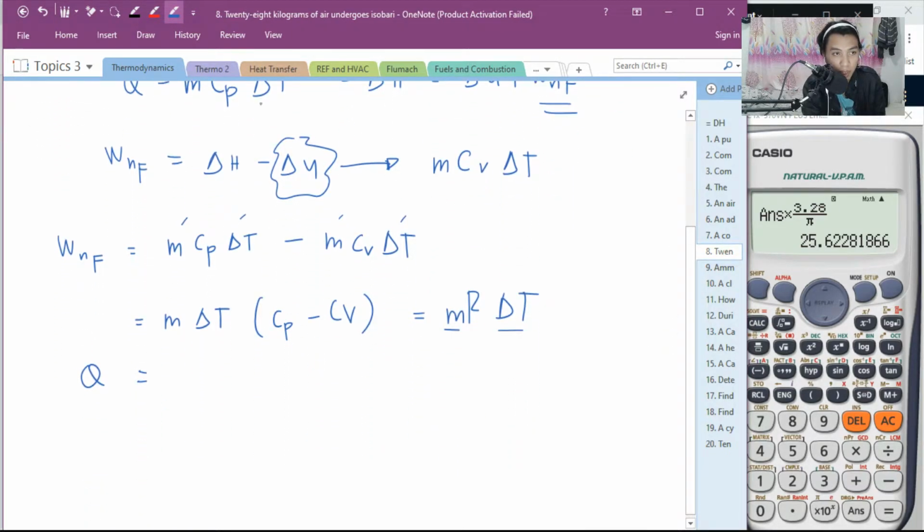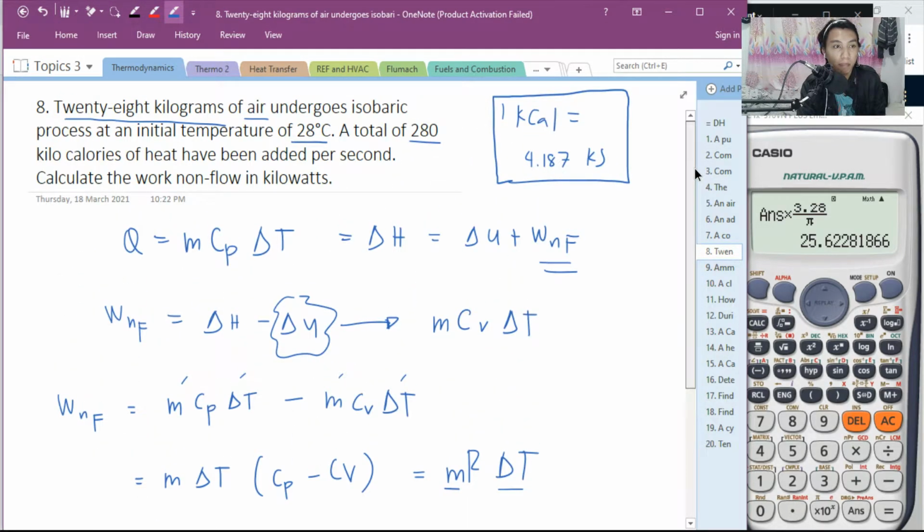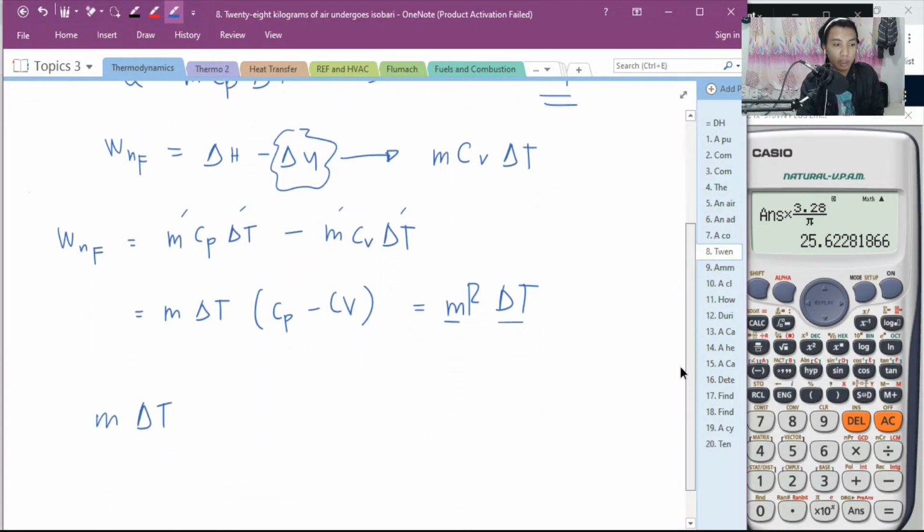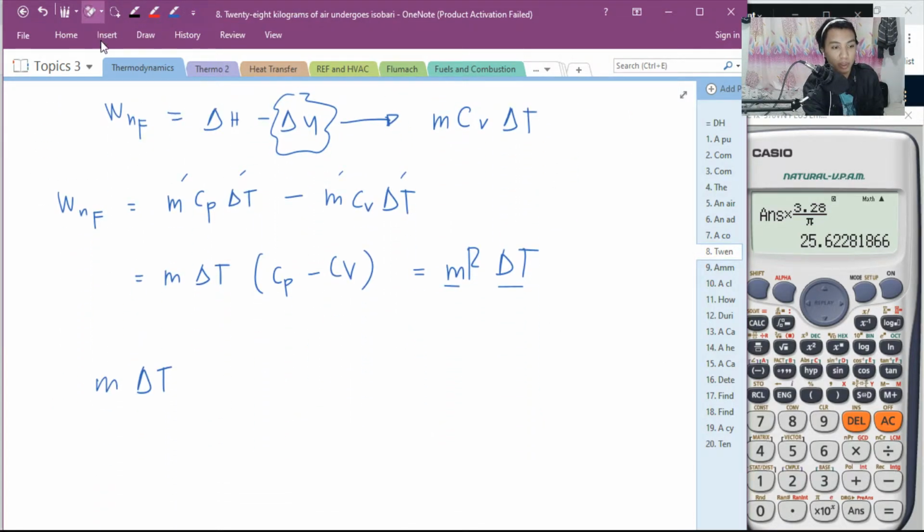Hanapin ko si M delta T. Yun yung result natin dyan. Okay. M delta T. 28, initial temperature. Wala tayong final temperature. Okay, wala tayong final temperature sa delta T.